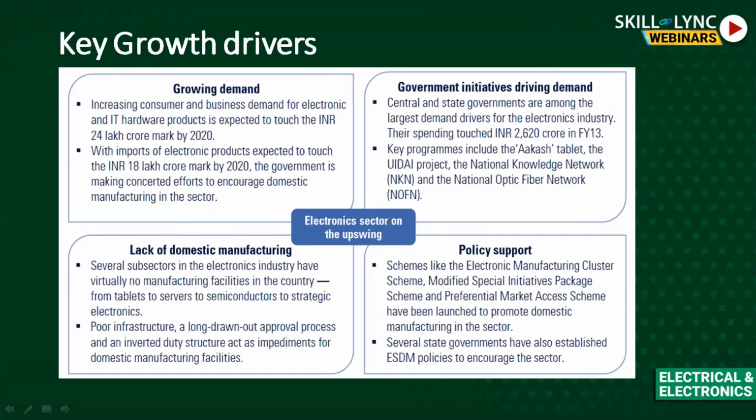And then, as I spoke about this lack of domestic manufacturing, currently we are depending on other nations for our needs. So there is a huge scope wherein companies can come and set up their design center, their production center in India, and then we could fulfill our demand by having the local production.